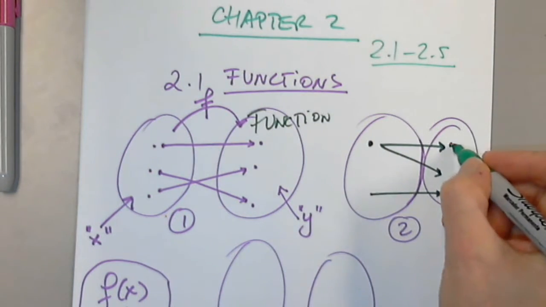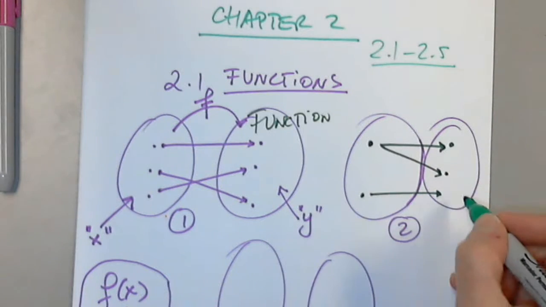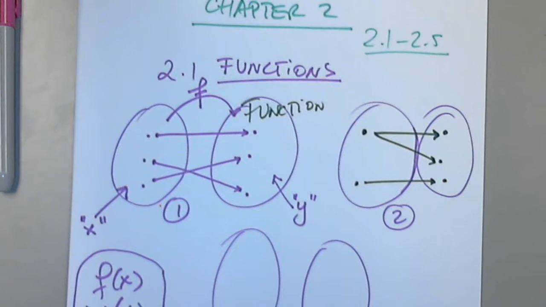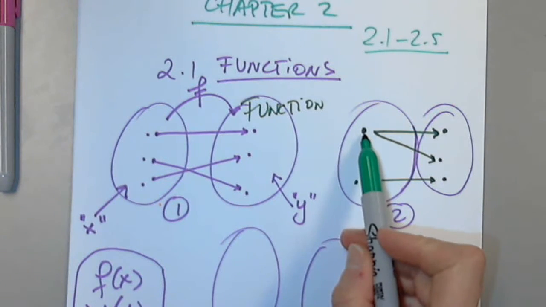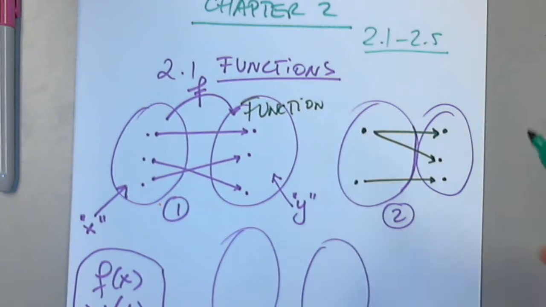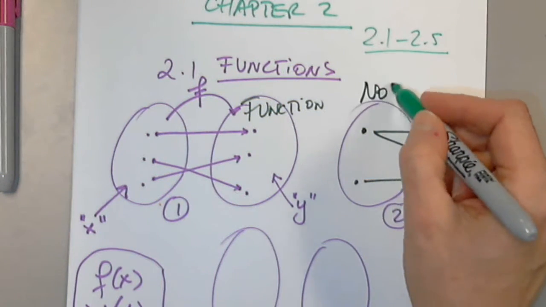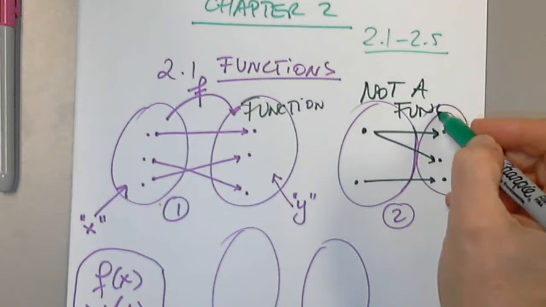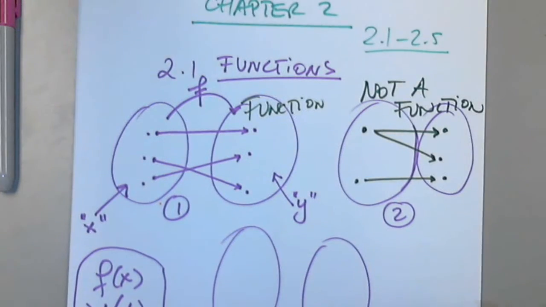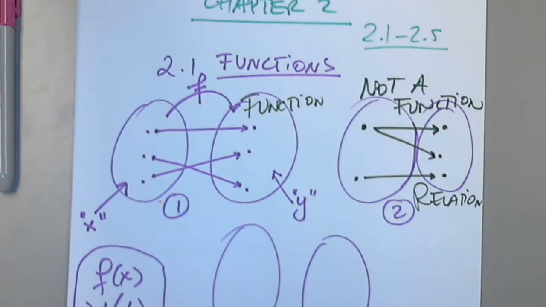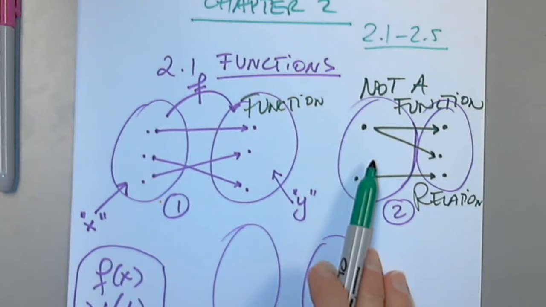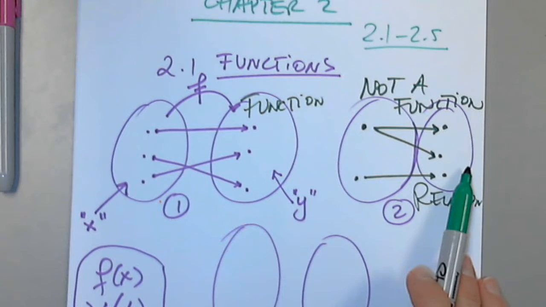This number corresponds here, and this number corresponds here. Is this a function? No, because I showed that to one x value, it corresponds to different y values. It's not a function. It exists. It's called a relation. This first set is the set of x values. This second set is the set of y values.